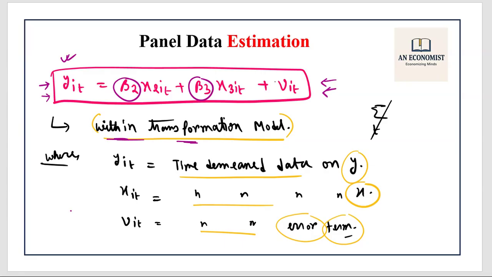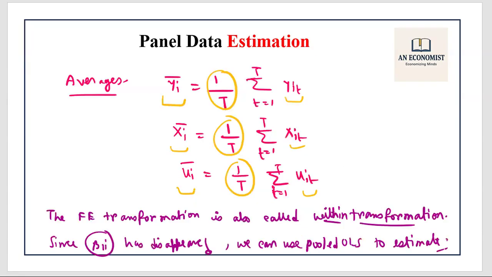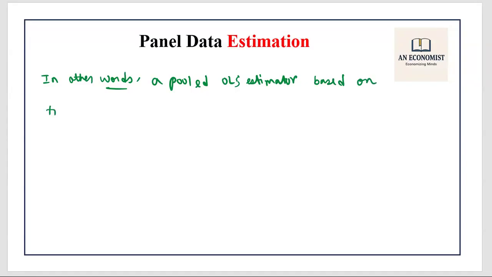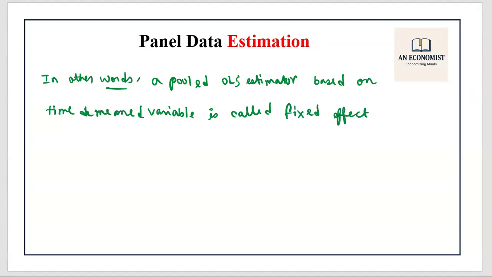How will you estimate this model? Now, in this within transformation model, if you apply the pooled OLS method, then you will again get efficient estimates. So in other words, a pooled OLS estimator based on time demeaned variables is called the fixed effect estimator.